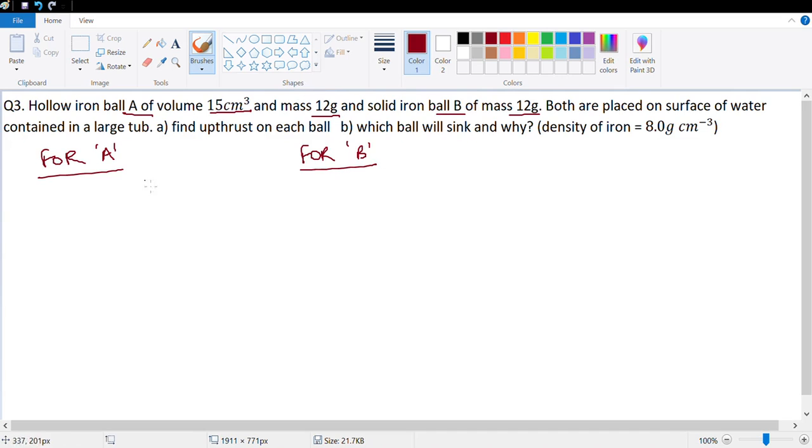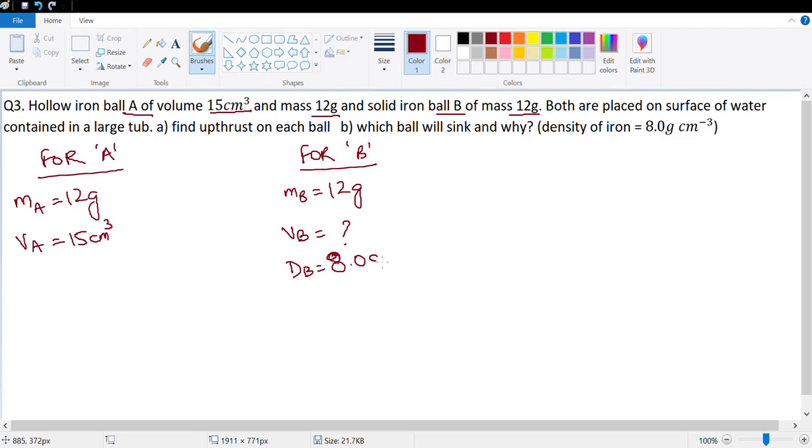Mass of A is 12 gram. Mass of B is also 12 gram. Volume of A is 15 centimeter cube. Volume of B is not given. Density of B is given as 8.0 gram per centimeter cube. Density of A is also the same, which is 8 gram per centimeter cube. Next, find upthrust on each ball.